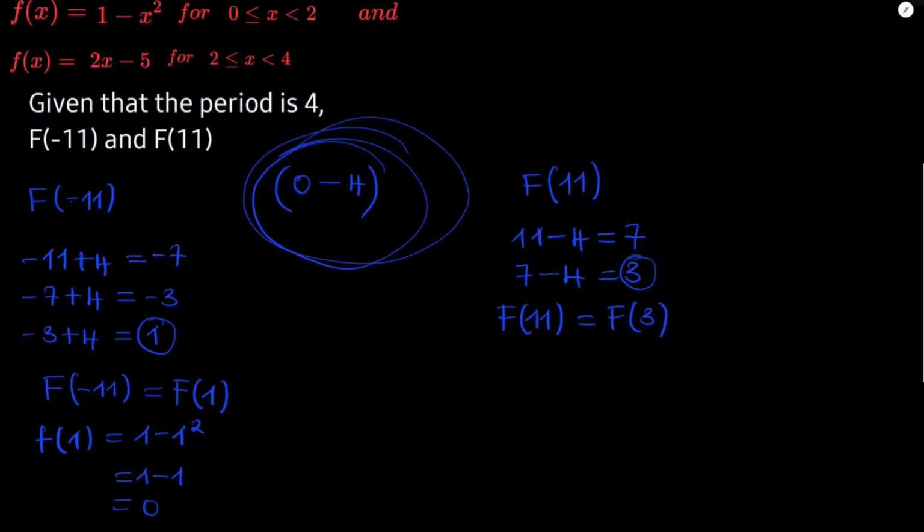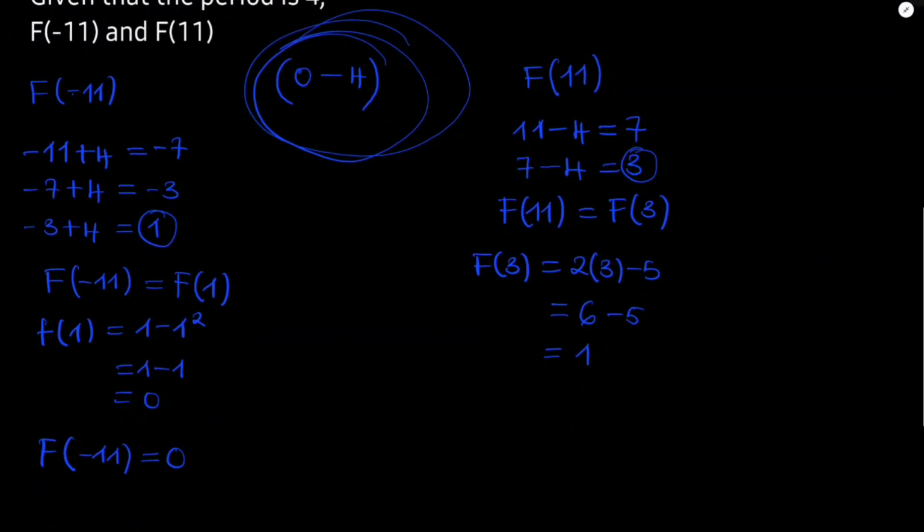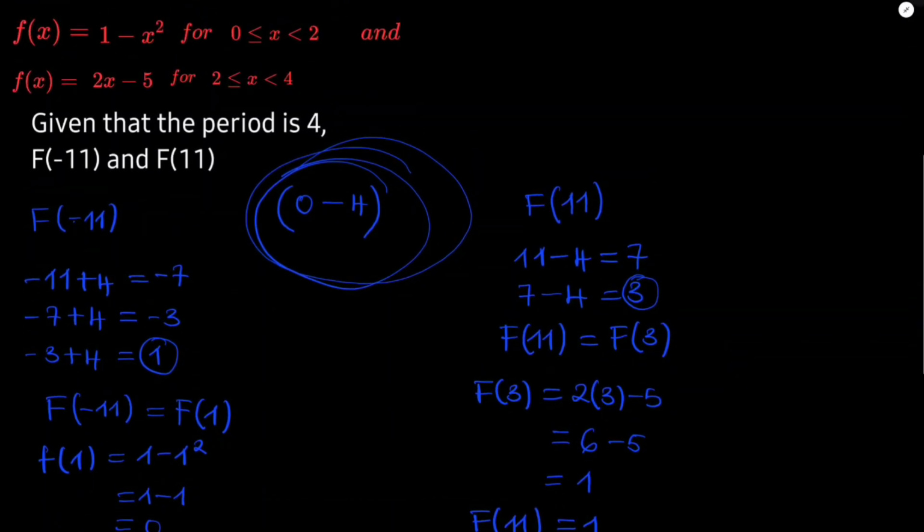So f of 3, we are substituting it in the second function. It's going to be 2 times 3 minus 5. 2 times 3 gives us 6. 6 minus 5 gives us 1. So we can say that f of 11 is equal to 1.